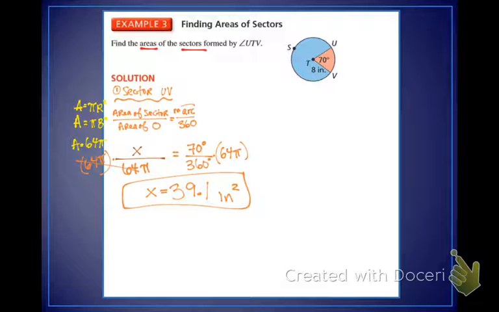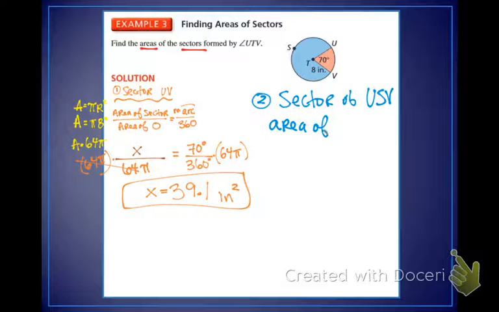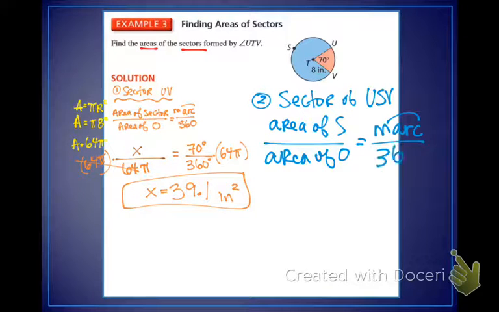All right, so we're going to do the same thing for the second. So again, whenever you see areas and sectors, you're going to have two answers. All right, so number 2, the second part. We're going to find the sector USV or VSU, it doesn't matter. But this is so I can tell your answers apart. All right, so we're going to use our formula. Area of the sector over the area of the circle equals the measure of an arc out of 360.